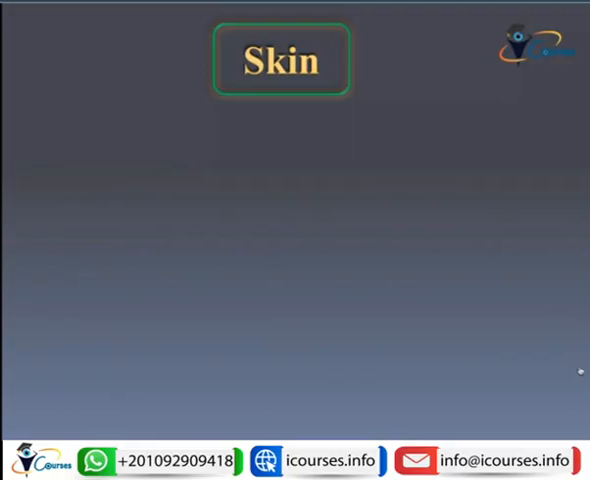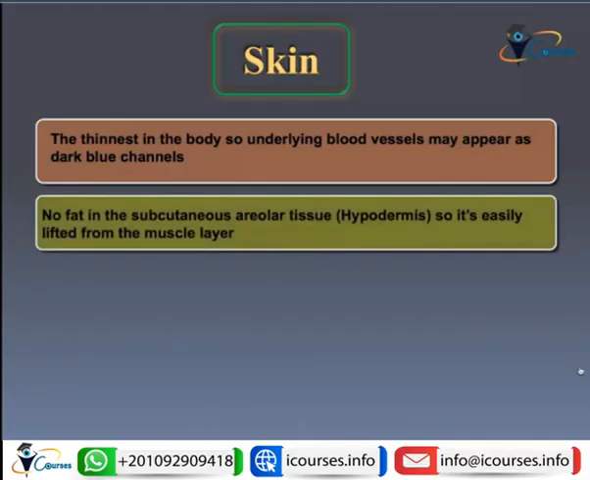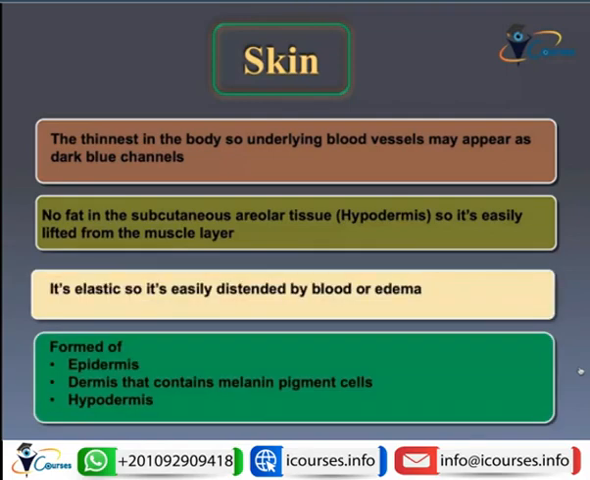So we were just talking about the skin, and we said that the skin of the eyelid is very thin and very delicate, as it is considered the thinnest skin of the body. That's why the blood vessels appear underneath the skin as blue channels. There is no fat in the subcutaneous tissue, so it can be easily lifted by blood from hemorrhage or by edematous fluid if there is trauma or edema. It consists of epidermis, dermis, and hypodermis.